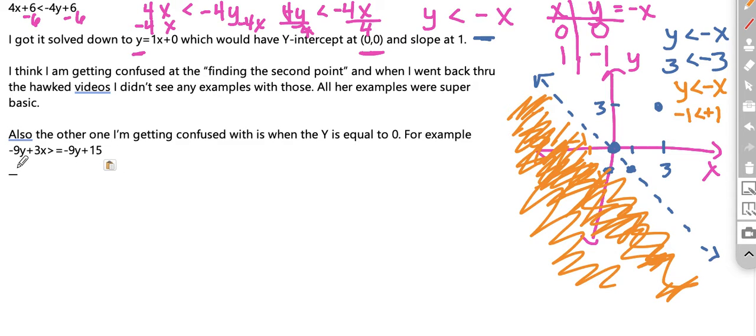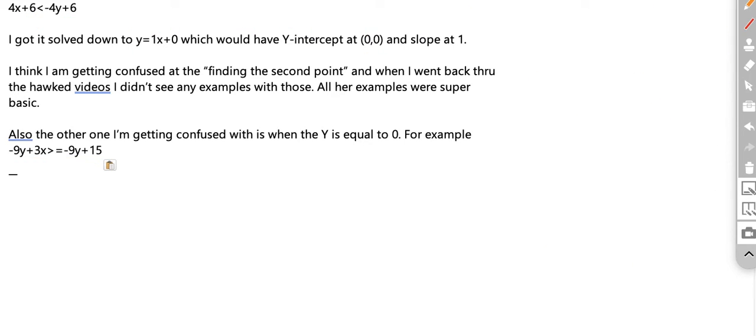So now let's go ahead and take a look at this equation, and I might run out of room, so I'm going to clear this out so I have plenty of room. Okay, so on this one, we can see right away, if we add 9y to both sides, it's going to go to 0. So then we're just left with, I'm going to write it up here, 3x is greater than 15.